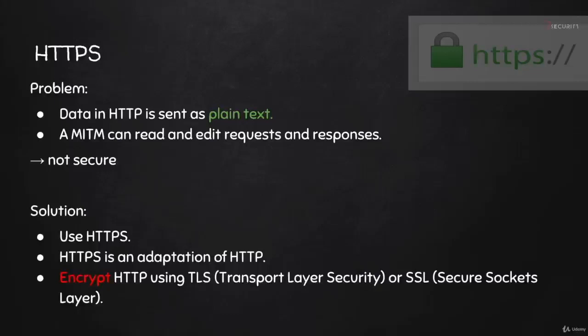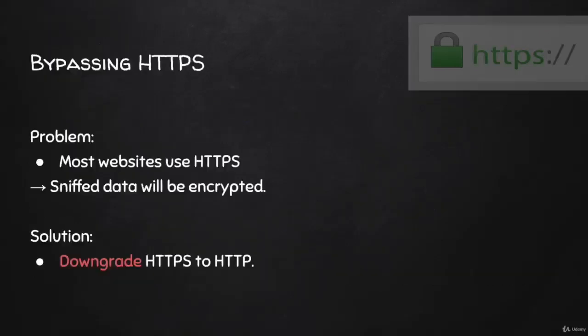Now, HTTPS relies on TLS or SSL to encrypt the data, and this is very difficult to break. Therefore, in order to bypass this, the easiest method is to downgrade HTTPS connections to HTTP. So, since we're the man in the middle, we can check if the target is requesting an HTTPS website, and instead of giving him the HTTPS version of that website, we will give him the HTTP version. This way, the data will be sent in plain text and we'll be able to read it exactly as I showed you in the previous lecture.